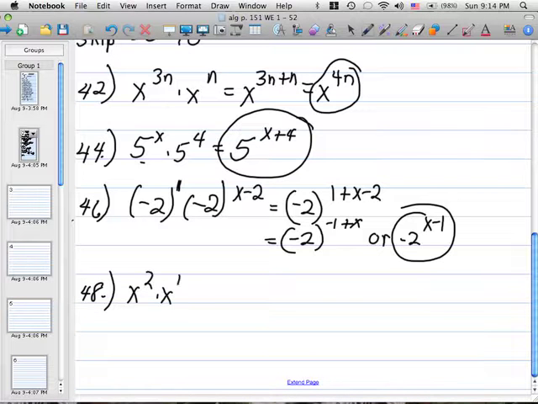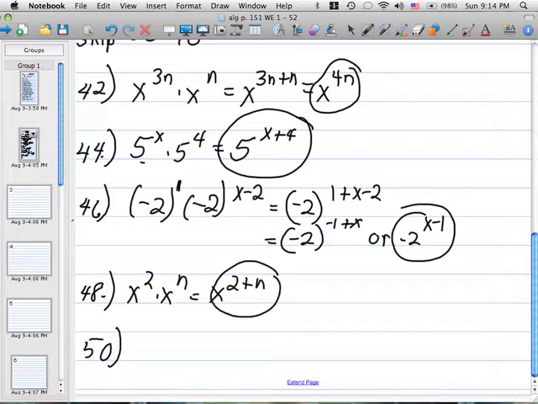And 48, I have x to the second times x to the nth. They're the same bases, so I can add my exponents, x to the 2 plus n power.